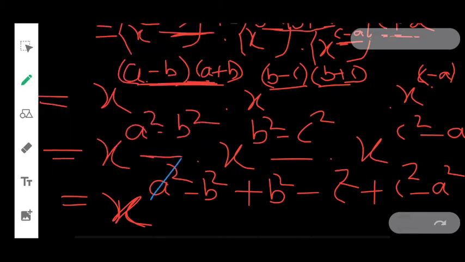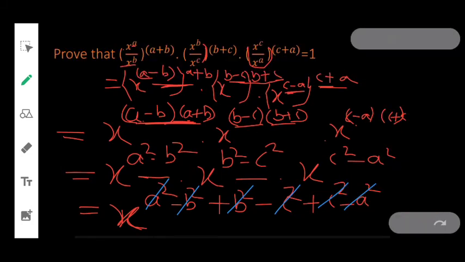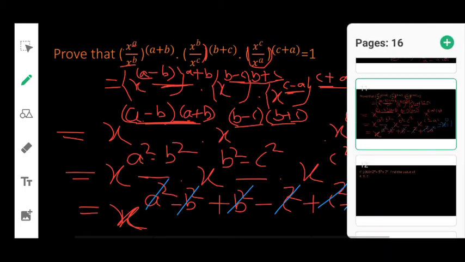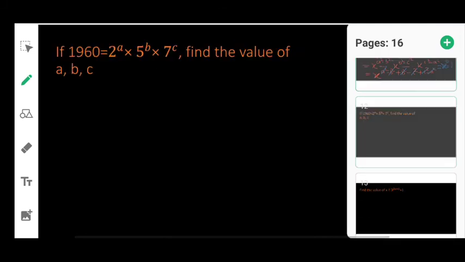Plus a square, minus a square cancel; minus b square, plus b square cancel; minus c square, plus c square cancel. So this will be x to the power 0, and x to the power 0 is 1. Okay, so moving to the next question.